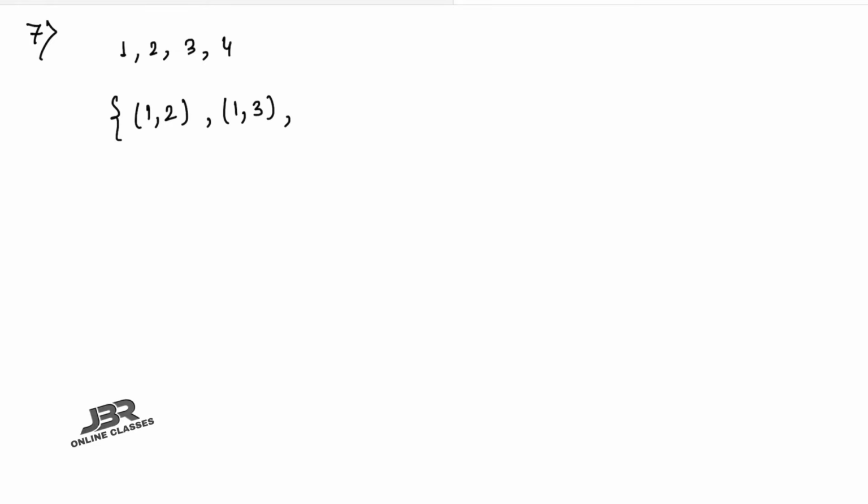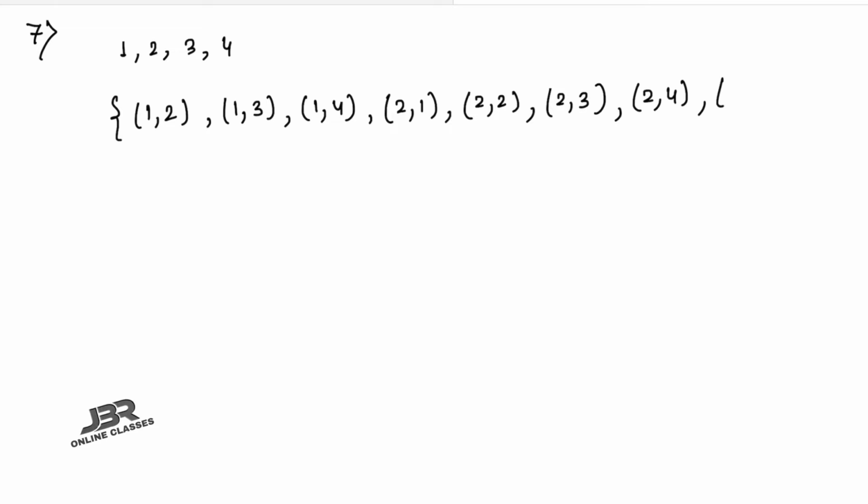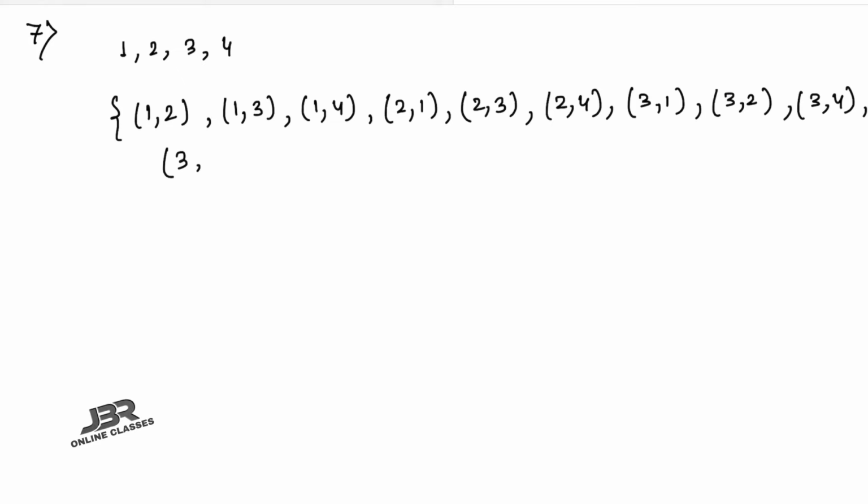Then it will be here 1, 3. Then 1, 4. Again, you can write down 2, 1. Then 2, 3. And last 2, 4. After that, here 3, 1. No repetition will be here, so sorry for that one. It will be 2, 1. After that, 2, 3. Then here 2, 4. The next one here 3, 1. Then 3, 2. Then here 3, 4. Then next one here 4, 1. Then next one here 4, 2. Then here 4, 3. So these are the sample space.